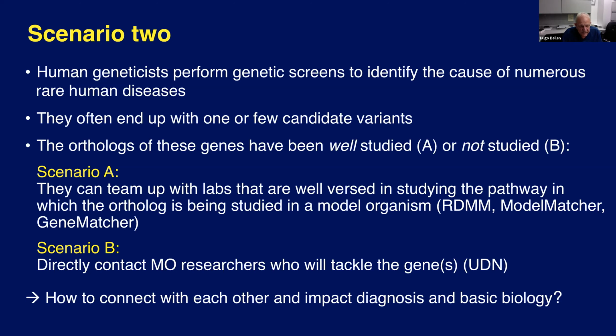In scenario B, they directly contact model organism researchers who will tackle the genes, even if they're unknown. And that is the model of the Undiagnosed Diseases Network that we're participating in. And I think there are such strategies being developed throughout the world, in Japan, in Australia, in Europe, etc.